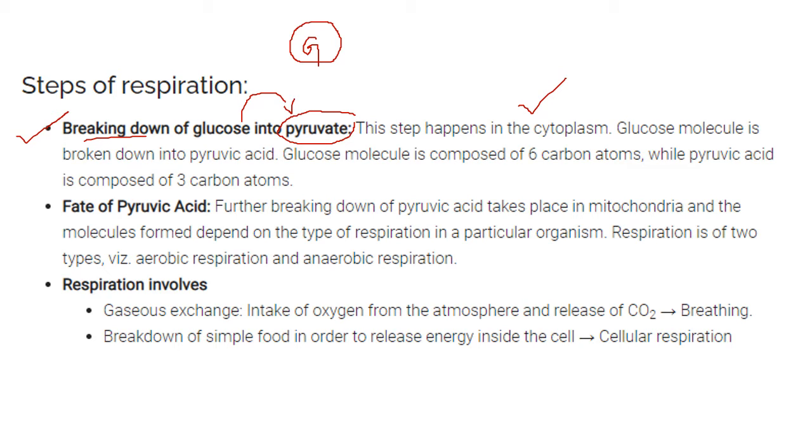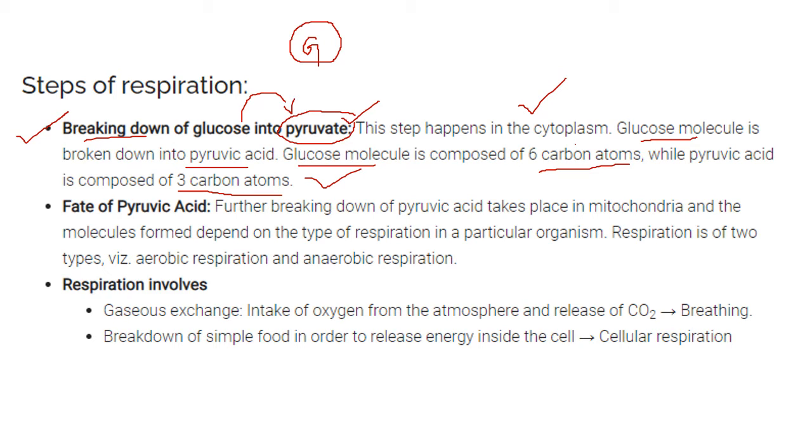And what happens? This glucose molecule will be broken down into pyruvic acid. And what is glucose? It is a 6 carbon molecule. It contains 6 carbon atoms, while pyruvic acid contains only 3 carbon atoms. So that means the 6 carbon atoms are changed into 3 carbon atoms. That is called pyruvate.